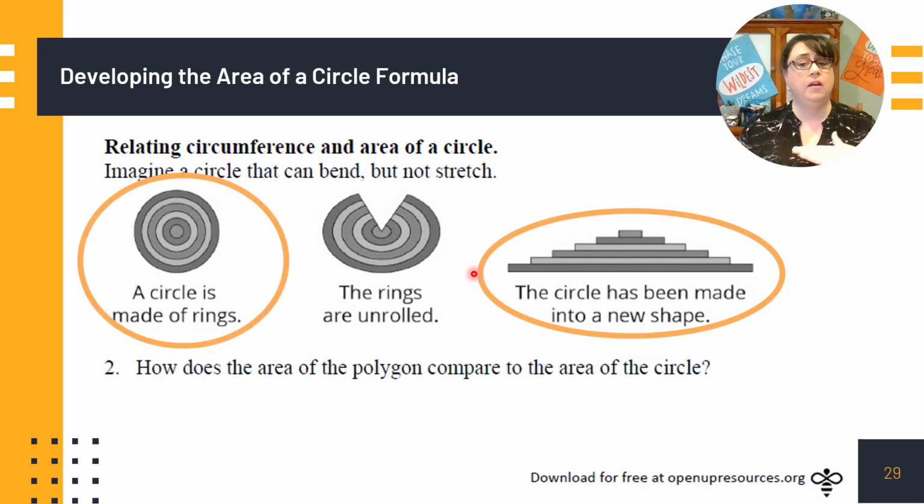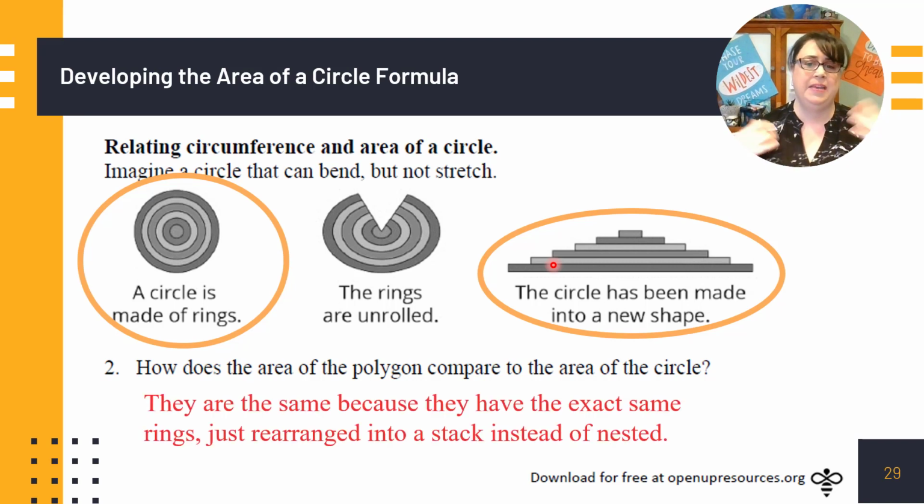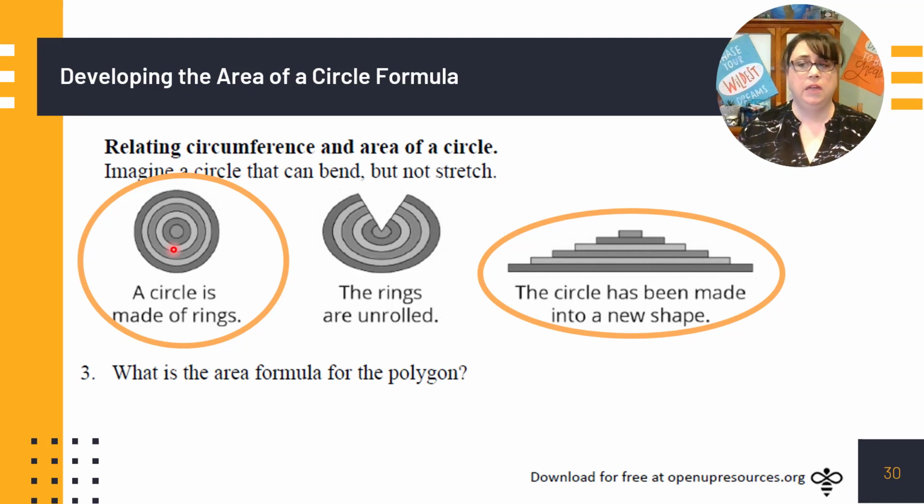So now that we understand that that's a triangle, how does the area of a polygon compare to the area of a circle? What do we know about this area and this area? Well, since I didn't stretch it and I didn't take anything out, I just rearranged it, it means that the area has to be exactly the same. In this case I stacked them, and in this case they're nested together, but they have the same area. So what's the area for the polygon? The area of a triangle is 1/2 base times height.